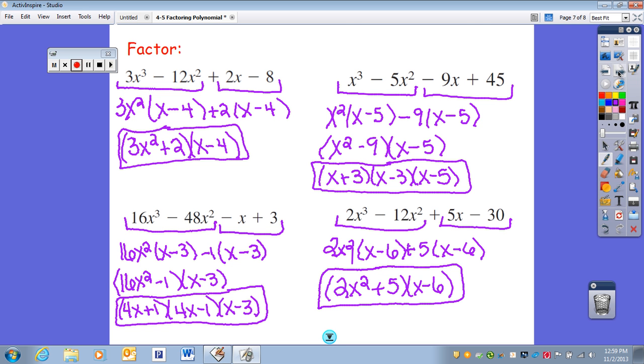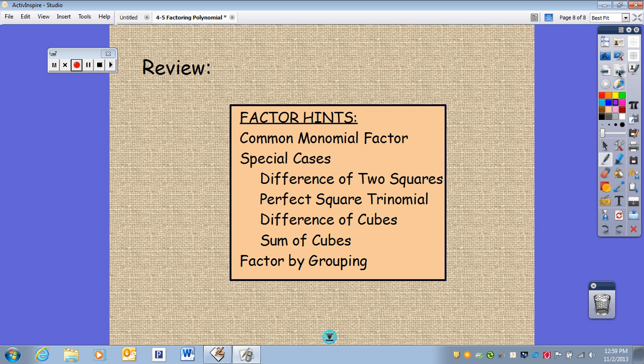When we take a look and review, please remember that you want to take out the common monomial factor first. Check if you have any special cases, which might be the difference of two squares, a perfect square trinomial, the difference of cubes or the sum of cubes, and lastly, check for a special pattern, which would be factor by grouping. And when you're factoring by grouping, make sure that your polynomial is written in standard form.